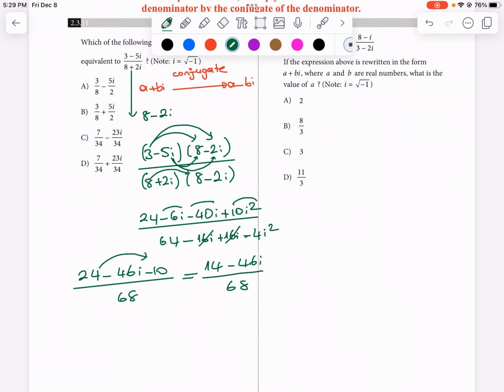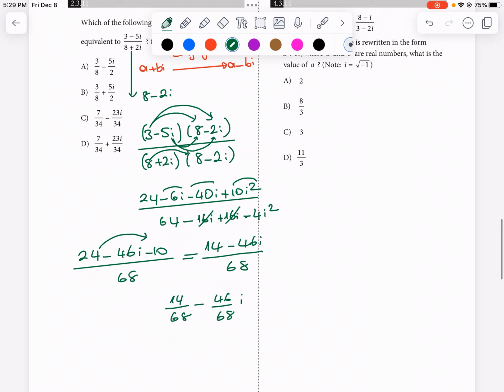Okay, now it's time to simplify it again. It'll be equal to 14 over 68 minus 46 over 68i. Both numbers in the first fraction are divisible by 2. 14 divided by 2 is 7. 68 divided by 2, 34. And 46 divided by 2, 23. And 68 divided by 2, 34. Okay, so let's check the correct answer. The correct answer is going to be answer choice C.